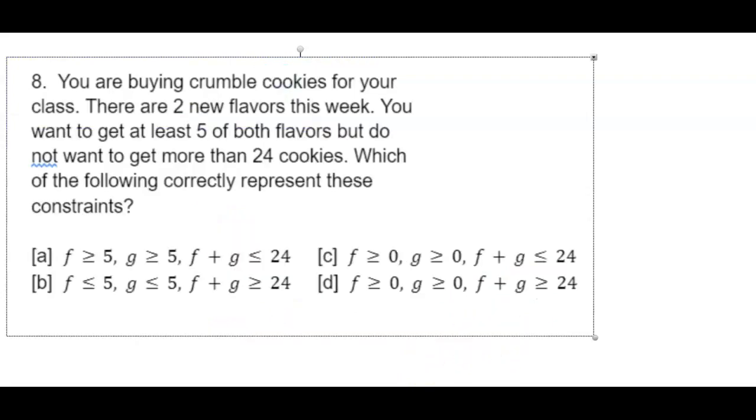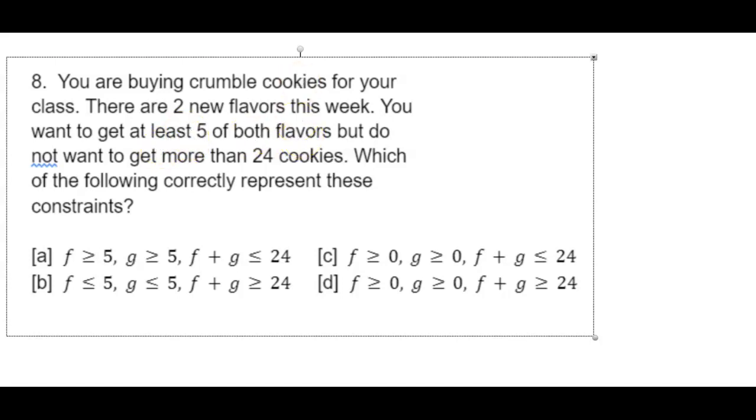All right, moving on to systems. We know it's a system of, in this case, inequalities, because it's going to give us some words that clue us into that we're using inequalities. So let's take a look and see what it says. It says you are buying crumble cookies for your class. Lucky class. There are 2 new flavors this week. You want to get at least 5 of both flavors.